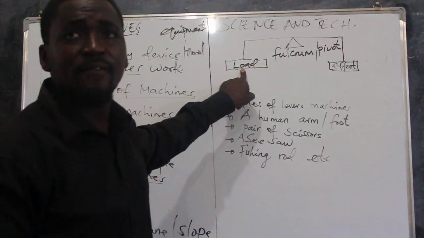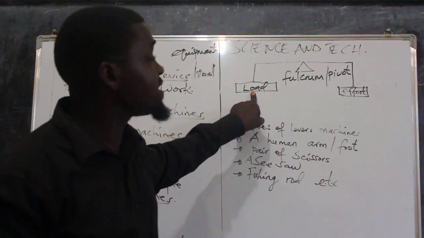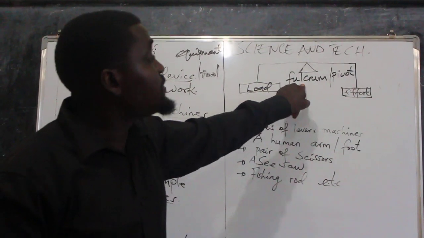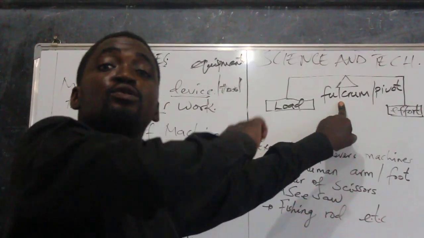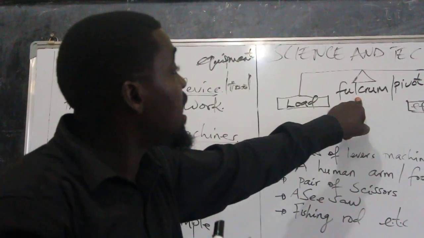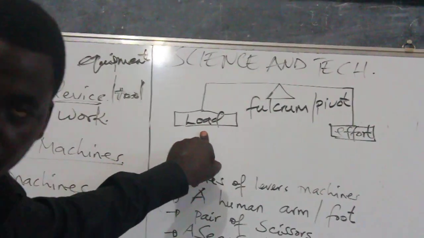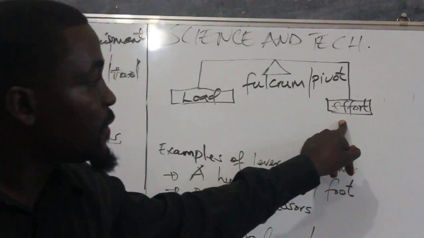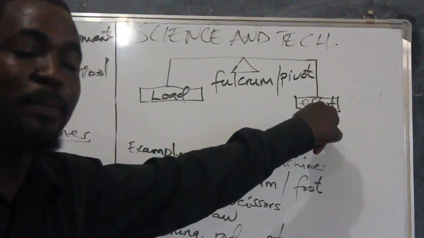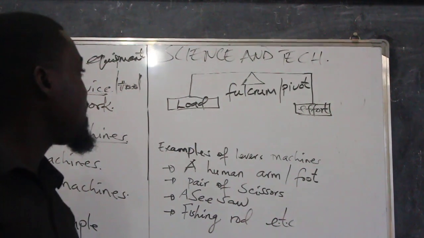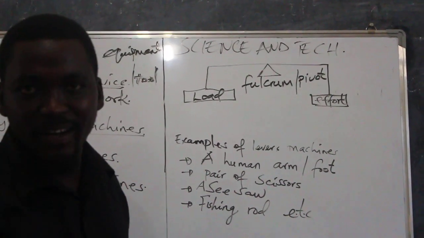A load is the force which is exerted on a certain surface or body. A fulcrum is the turning point of the lever. Here is the place where it balances the effort and the load. And the effort is the force which is applied against the load. Those are the three parts of a lever.